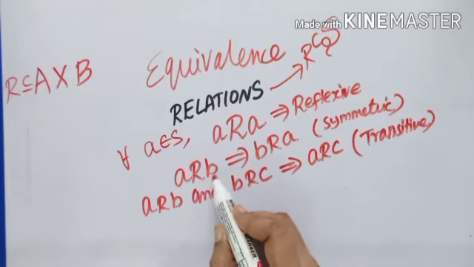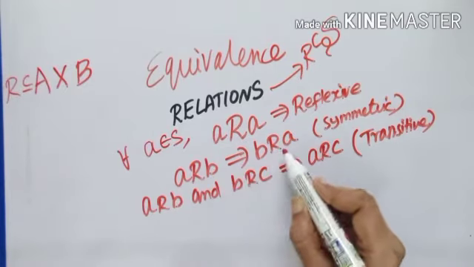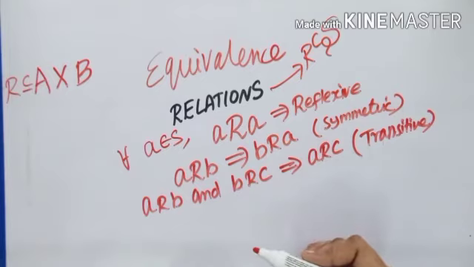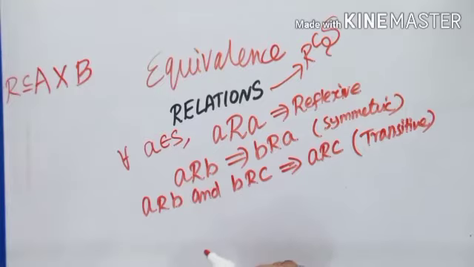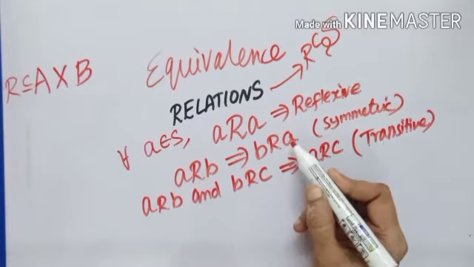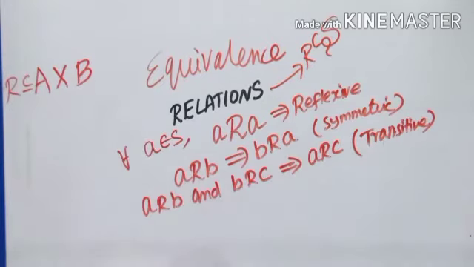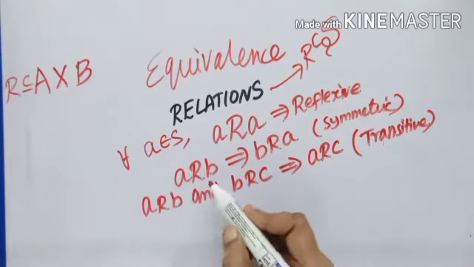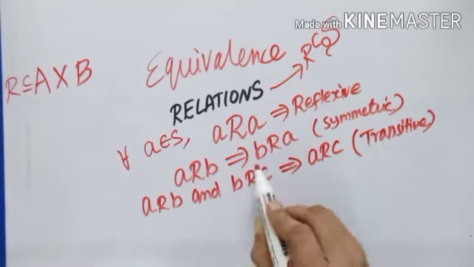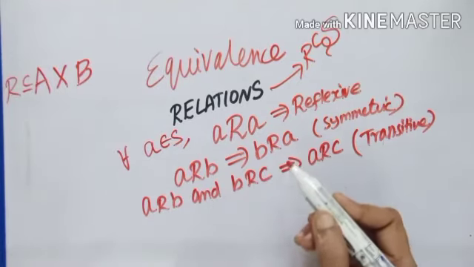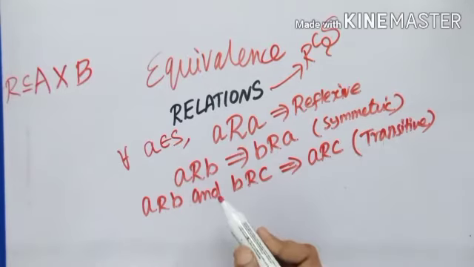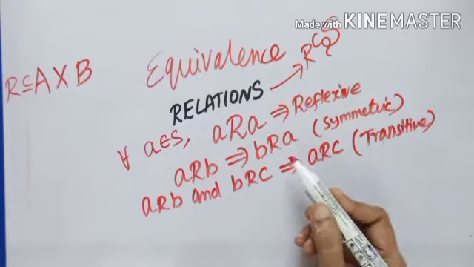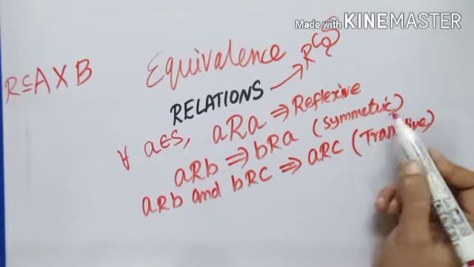A related to B implies B related to A. For example, sister. A is a sister of B. Can it imply B is also a sister of A? Sometimes there may be a brother also. So, in that case, I don't say right. But A is a friend of B implies B is a friend of A. "Is a friend of" is a relation. So, we call that symmetric. A to B implies B to A. That idea we call symmetric.